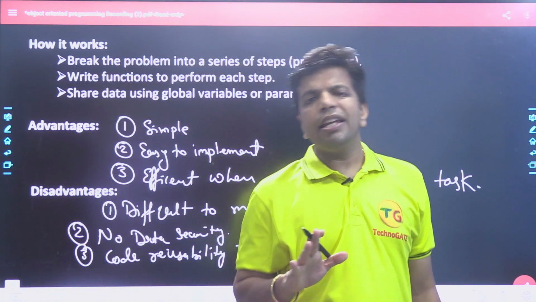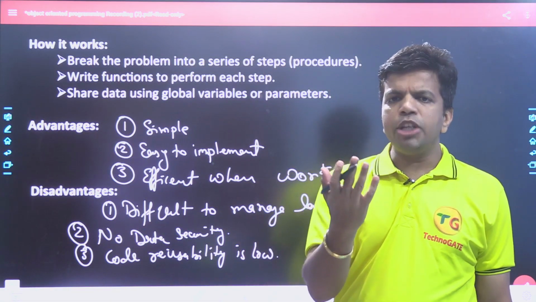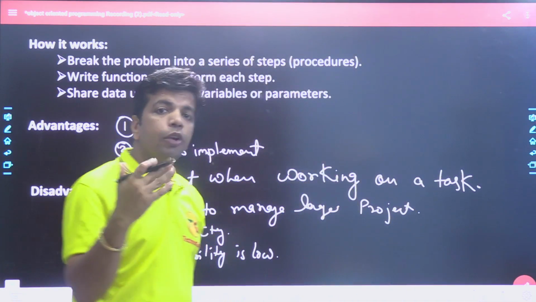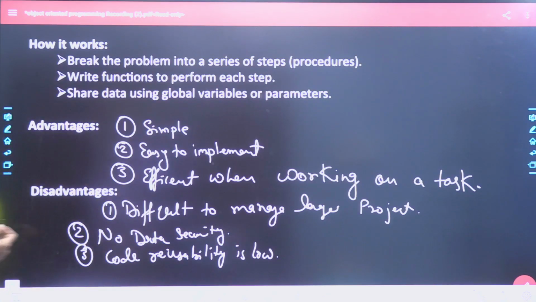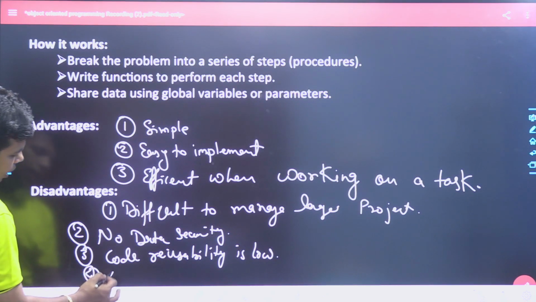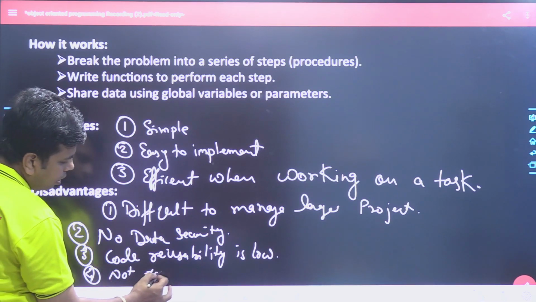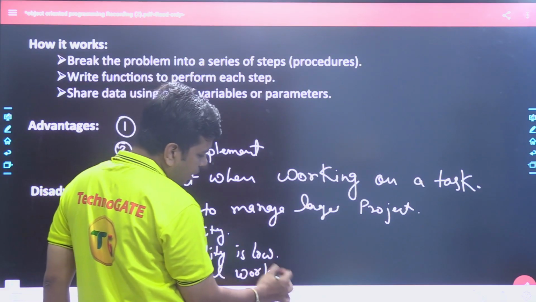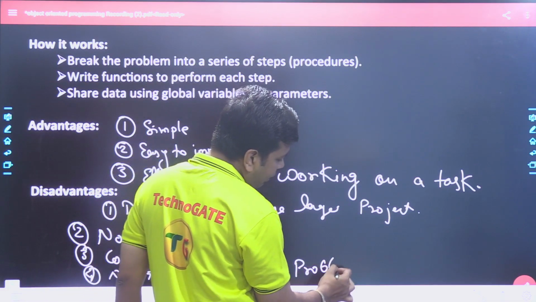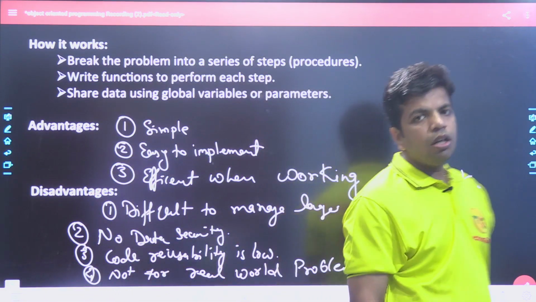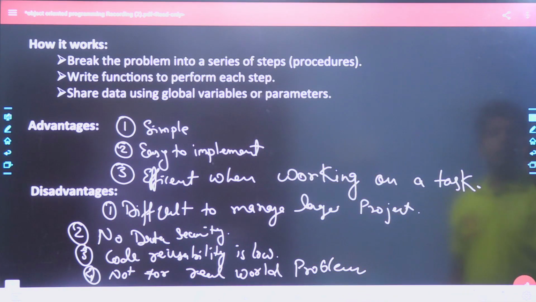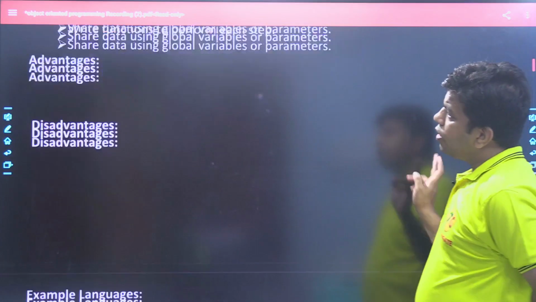Okay, but there is no concept of object orientation. Object oriented has more code reusability, because there we use inheritance. There is no concept of inheritance here, and it is not for real world problems. It means it does not mainly focus on real world problems. So this is not for real world problems. That is also a point. So this is about procedure-oriented programming.